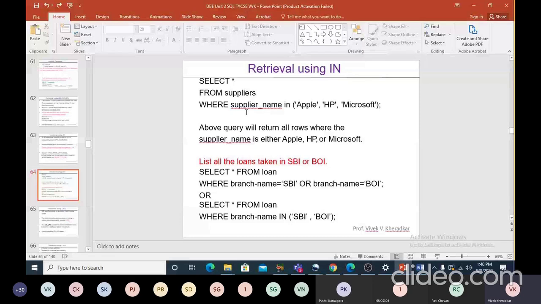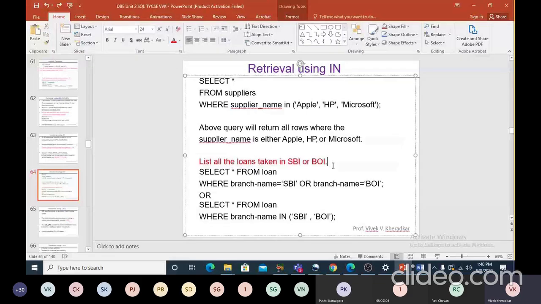So here is one more query based on this. List all the loans taken in SBI or Bank of India. If you want to solve this query, which table is required? Obviously the loan table, since all the loan details are needed. And what is the condition given? That the loan branch is either SBI or Bank of India.